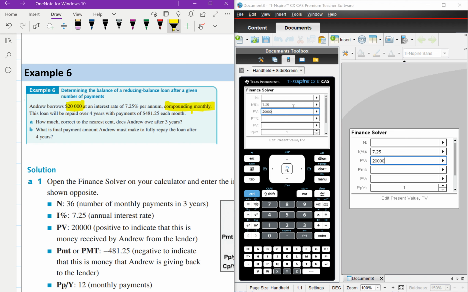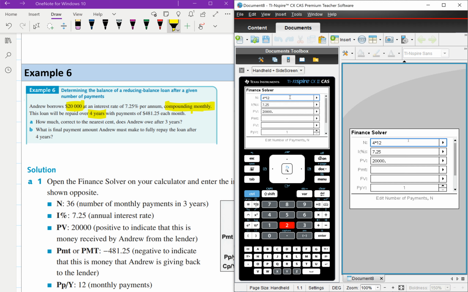It says this loan will be repaid over 4 years. So over 4 years, how many months, or how many payments, will there be? You don't actually have to work it out. You can just type in 4 times 12, and the calculator will work it out for me. So you don't have to work it out separately outside of the finance solver. You can type it in as you are solving. So I've got the number of payments, my present value, and my rate.